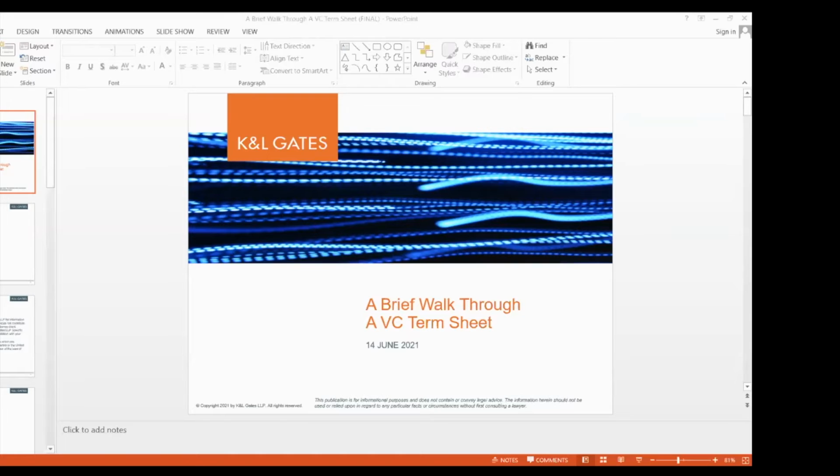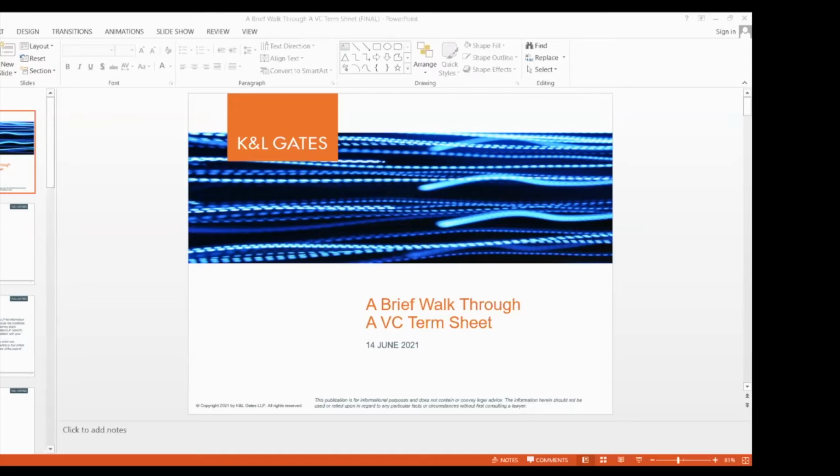So before we get started, we'll just walk you through the agenda for today. We are going to be discussing at a high level what is a term sheet, and then we're going to take you through the venture capital timeline and briefly discuss if the term sheet is intended to be binding or not. And afterwards, we're going to walk you through the structure of a VC term sheet, and then we're going to give you top tips to leave you with that and open the floor for any questions that you may have.